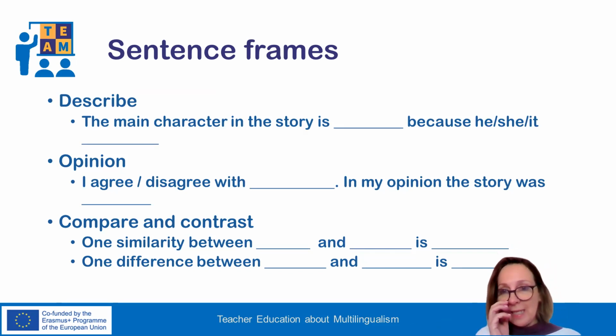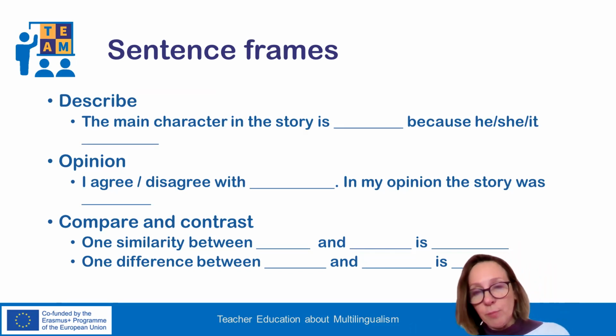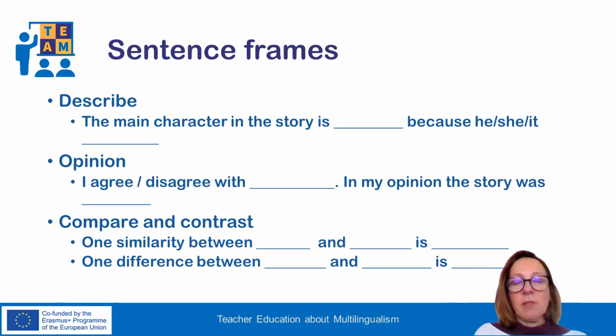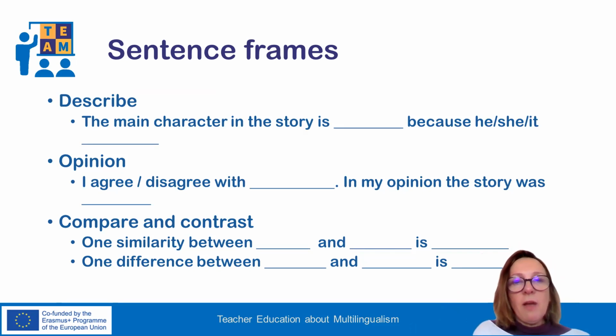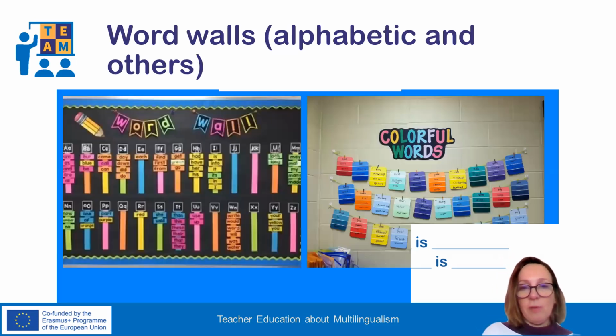By giving them the sentence and asking them to focus, to emphasize only on a part of the sentence, which is actually the language that they are required to learn and produce. So the main character in the story is Tom, because he proved to be the protagonist by doing that. So sentence frames can be put on the wall and stay there for as long as students need them, because actually they help them become both fluent and accurate.